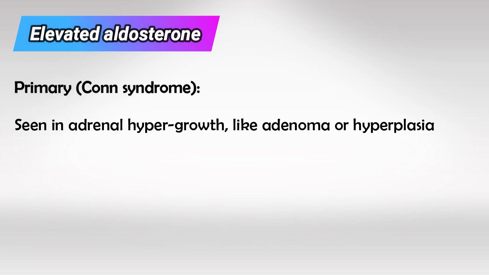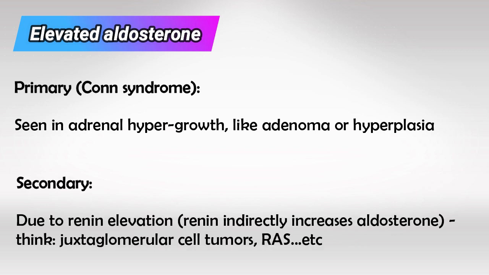Hyperaldosteronism can either be primary, which is called Conn syndrome, or secondary. In all endocrine disorders, whenever we say primary, we refer to the part of the body that secretes the hormone, in this case the adrenal gland. So look for adenomas and hyperplasia of the adrenal gland. Secondary hyperaldosteronism refers to a problem outside the adrenal gland that eventually resulted in high aldosterone levels. For example, renin can control aldosterone levels, so if we have high renin levels, we're going to have high aldosterone levels. And this is secondary hyperaldosteronism.